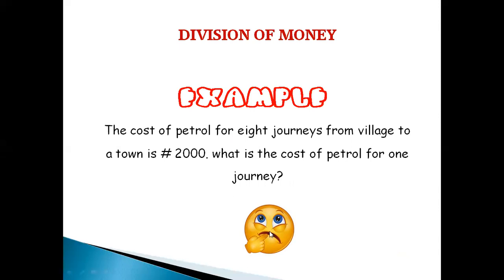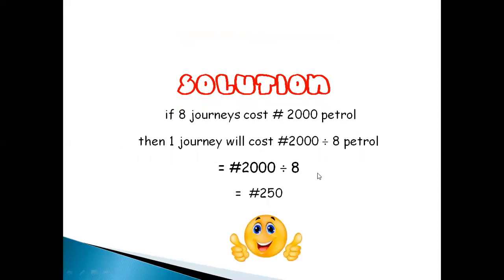You need to think about that. Okay, think. So if 8 journeys cost 2,000 naira in petrol, then one journey will cost 2,000 naira divided by 8, because I want to know the cost of one. So 2,000 naira divided by 8 would give me 250 naira. Is that okay? Good.